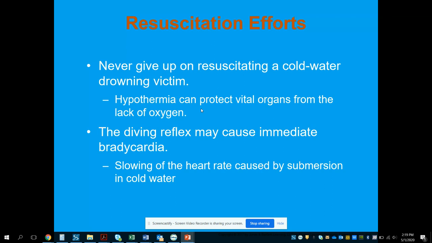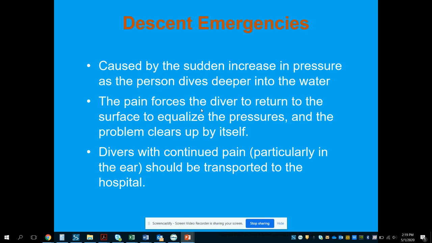The diving reflex can cause immediate bradycardia. So that's basically when you're submerged into water, like when you dive into cold water, then your heart rate begins to slow down. So you'll see some test questions that ask about that as well.